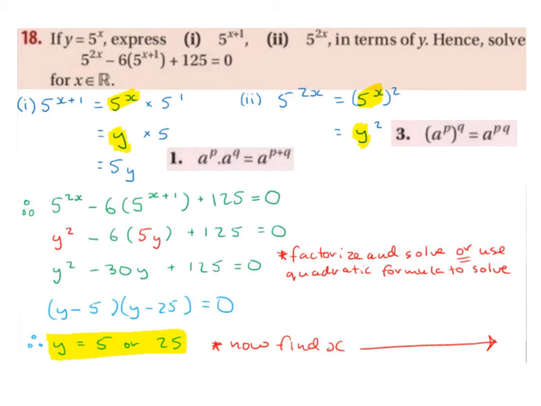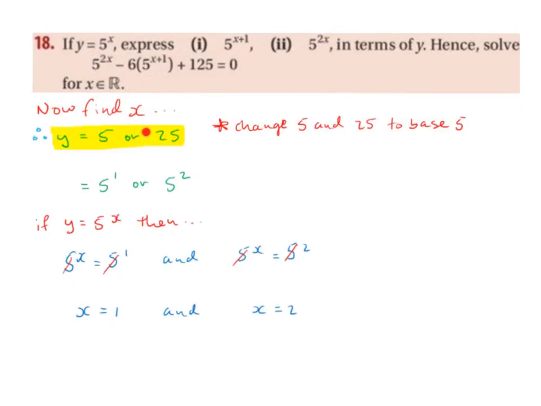So I'm right. Next thing I'm going to do is say, well, if y minus 5 is equal to 0, then y is going to be equal to plus 5. And if y minus 25 is equal to 0, then y is going to be equal to plus 25. So now I have my y values, but I was asked to solve for x. So now I need to find x. So I found y to be equal to 5 or 25.